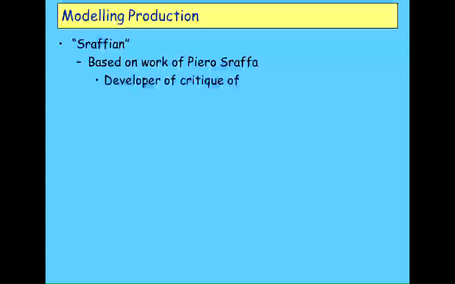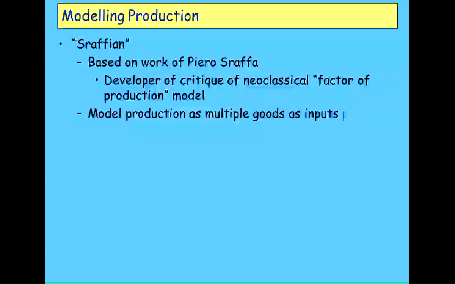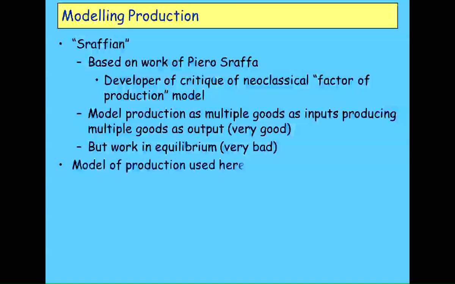Now, there are some economists who do. Their general rubric is called Sraffian because they're based on the work of Piero Sraffa, who developed the critique of the neoclassical theory of production in the first place. And they model production as multiple goods in and multiple goods out, which is great, but they also stick with the abstraction of equilibrium. So I think that's a major failing, and they haven't done anything worthwhile, in my opinion, to bring it into dynamics. So what I'm going to use here as a model is dynamic, which is good.